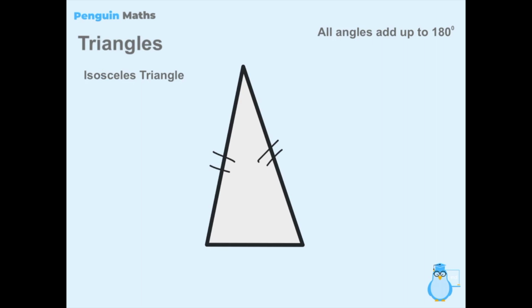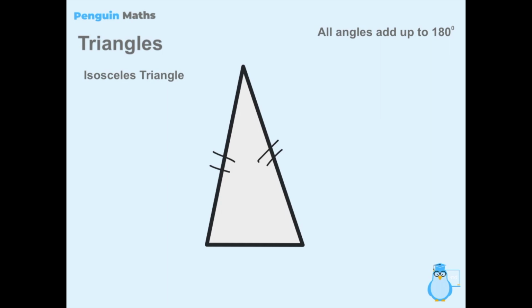And now the last type of triangle we're going to look at is called an isosceles triangle. And the difference between an isosceles triangle and an equilateral triangle is that an isosceles only has two sides that are equal, as we can see here by the lines that have the double dash through them. Only two of the sides, both this one and this one, are equal. And this is also the same with the angles.